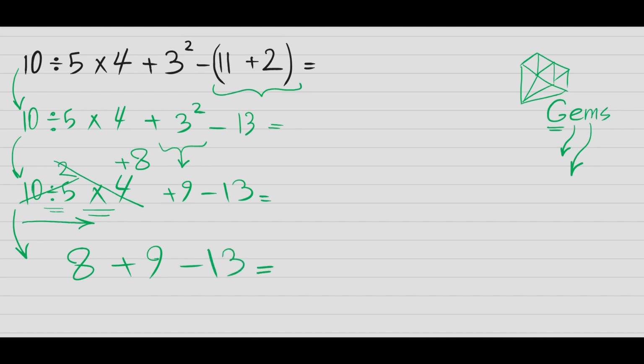And we go for the last order here, subtraction and addition. We have one addition and one subtraction. So we solve this going from left to right again. 8 plus 9 will be equal to 17. And 17 minus 13 will be equal to positive 4.